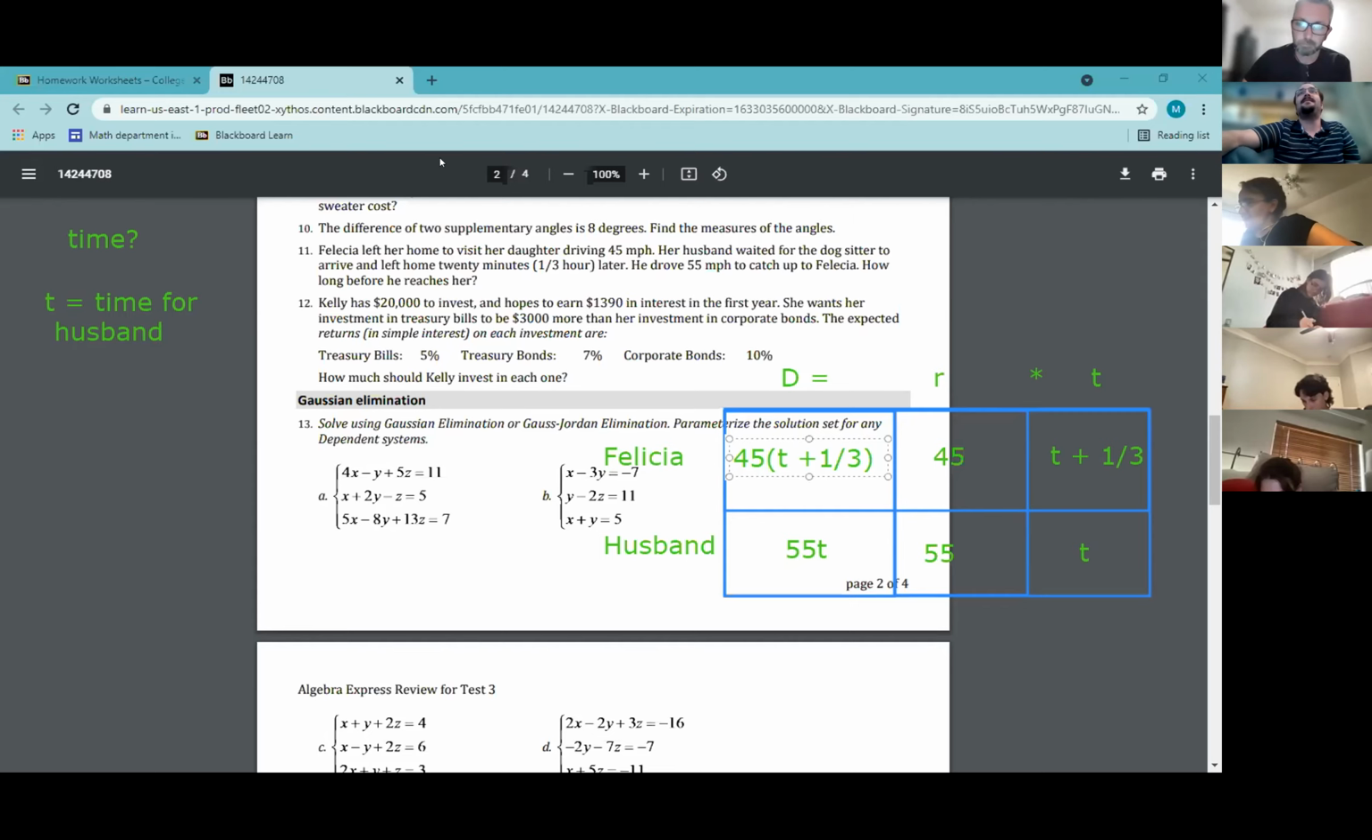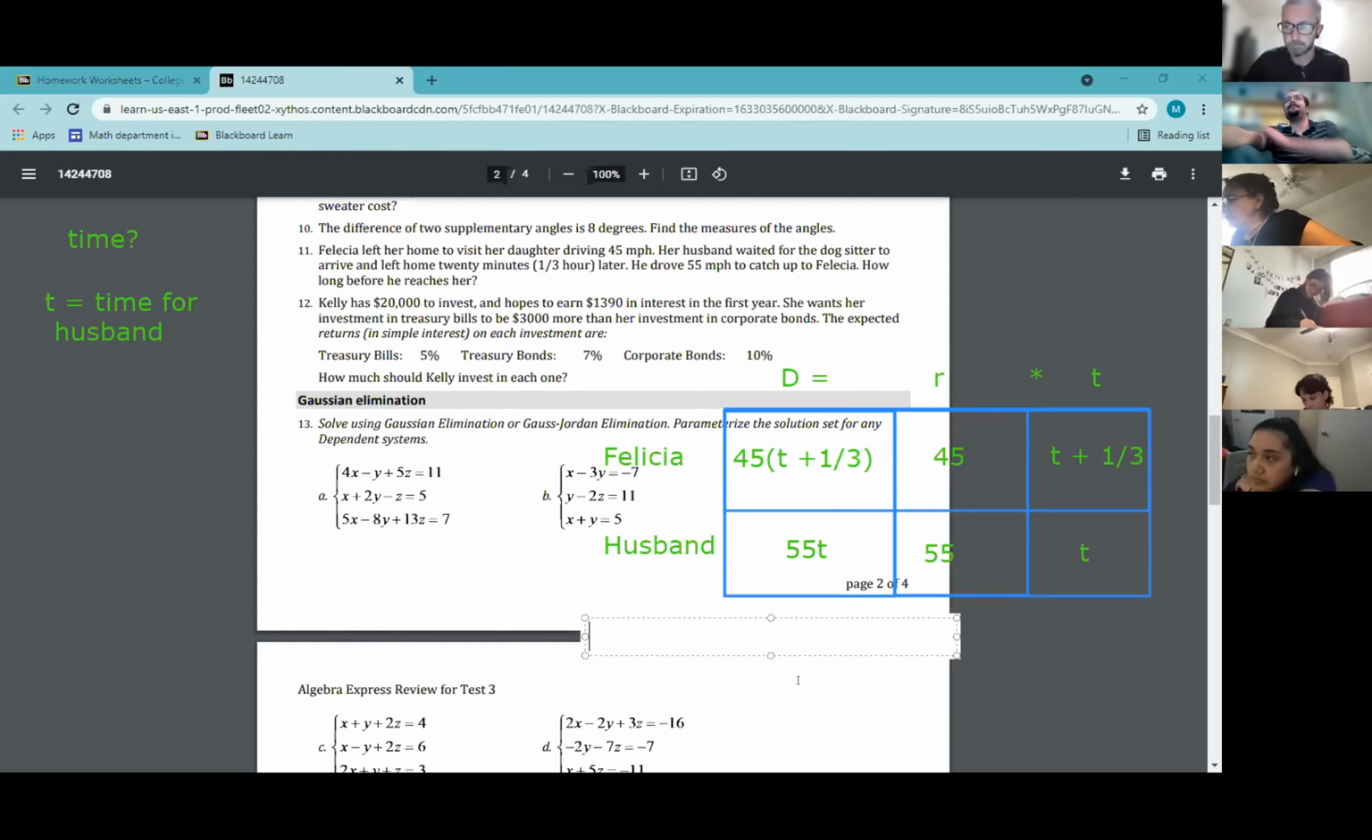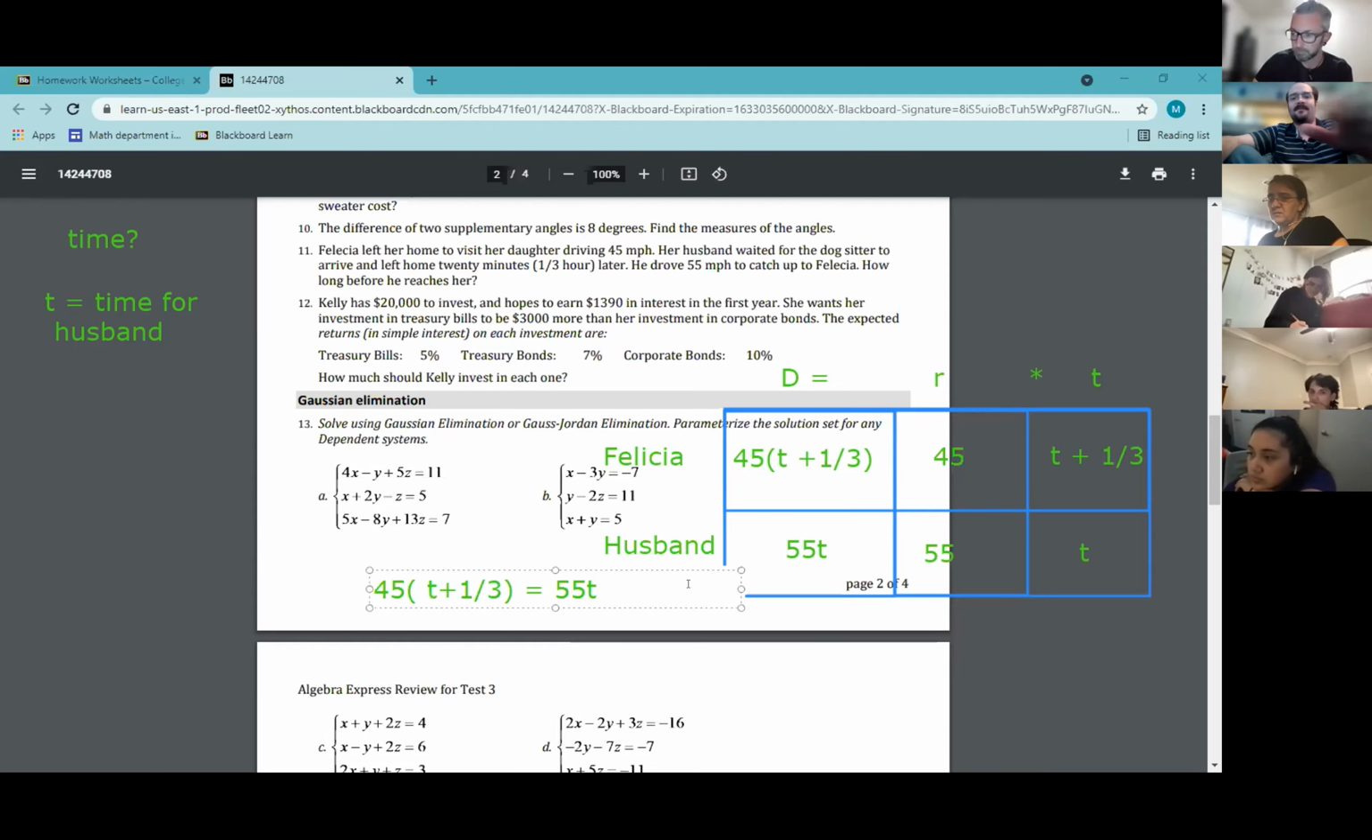All right, so what's my equation to solve this thing? We basically know that their distances have to be equal. If they're catching up to each other, that means they're at the same distance. So we set these two things equal to each other and we solve for T, whatever T is. That's going to be her husband's time.